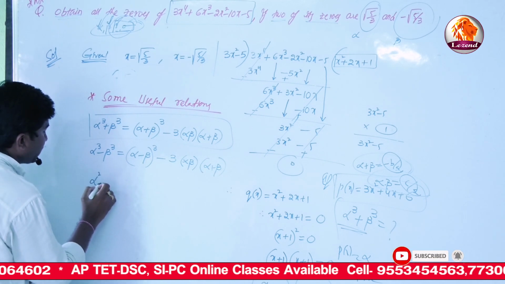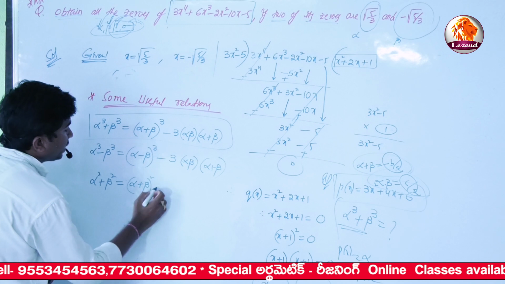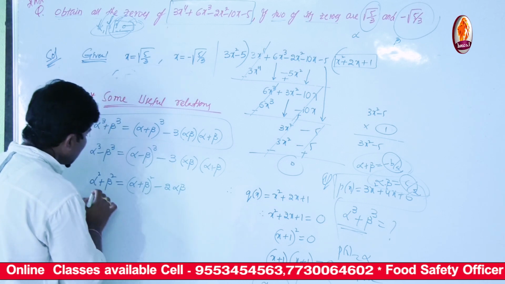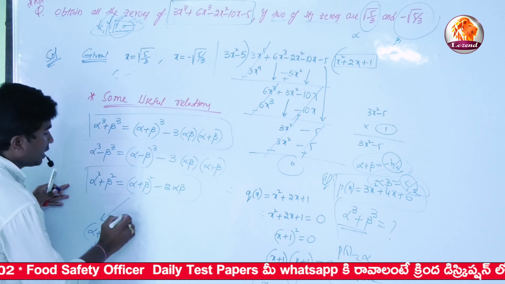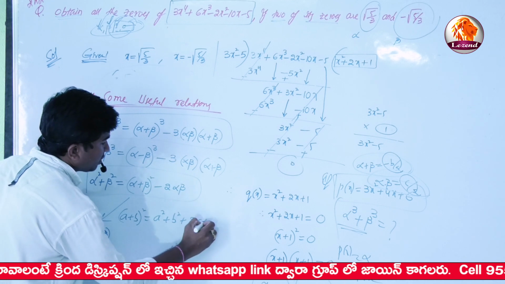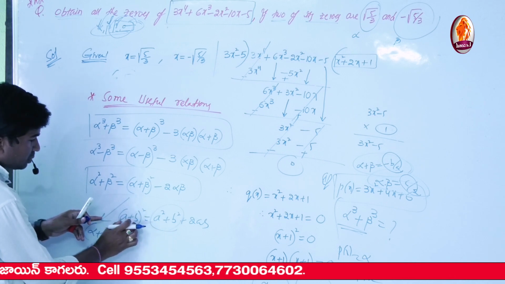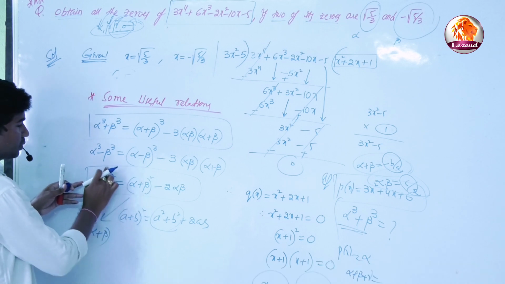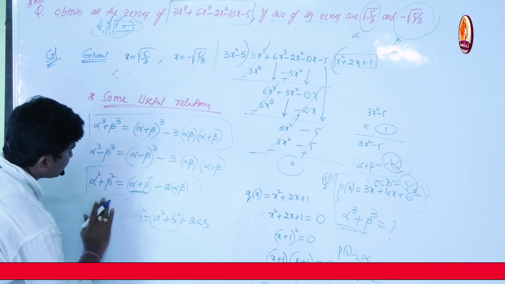Now alpha square plus beta square is equal to alpha plus beta whole square minus 2 alpha beta. But how we got this is all using the formula only. Alpha plus beta looks like the formula a plus b whole square, which is a square plus b square plus 2ab. From this formula, a square plus b square is nothing but a plus b whole square minus 2ab. In the same way, alpha square plus beta square is equal to alpha plus beta whole square minus 2 alpha beta.